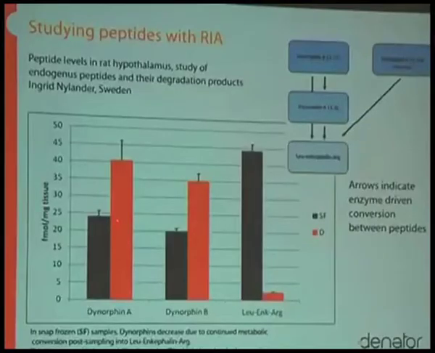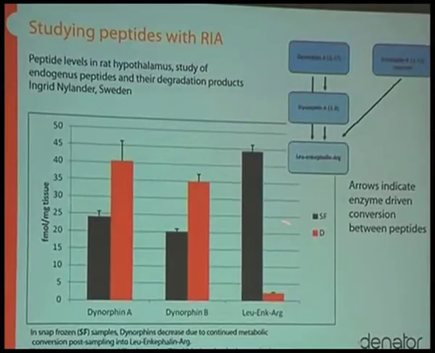Here's an example of two peptides, dynorphin A and dynorphin B, and they are enzymatically converted in the body to this shorter version, leu-enkephalin-arginine. When we measure these using an RIA, radioimmunoassay system, we find that for the two parent peptides, dynorphin A and B, we see higher levels in the heat stabilized, that's the D, compared to the snap frozen. However, when we look at the cleavage product, we see much higher levels in the snap frozen sample.